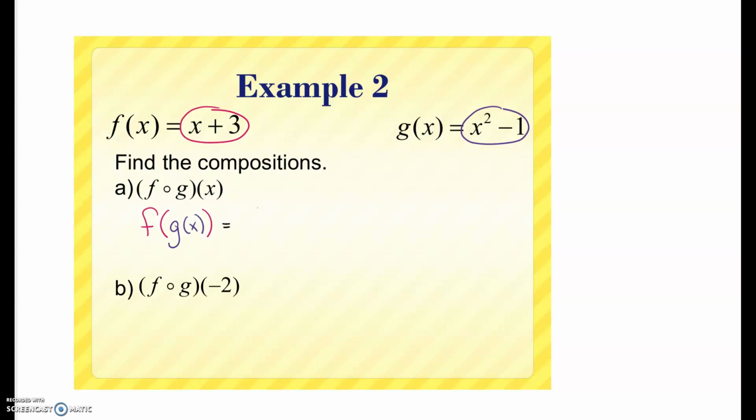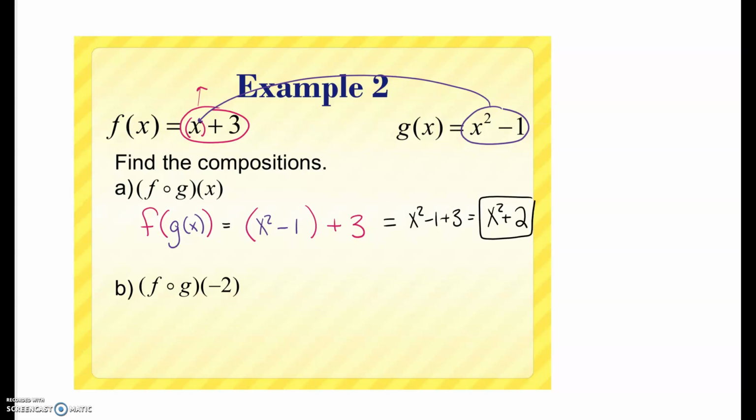our f function is something plus 3. It's like you're taking this x and you're removing that x completely, and you're going to put this x squared minus 1 in place of it. So the g function, x squared minus 1, goes in place of the x in the f function. Then simplify it. Now the parentheses don't really matter, so this becomes x squared minus 1 plus 3, so x squared plus 2. Okay, now there are 2 ways to do part B.